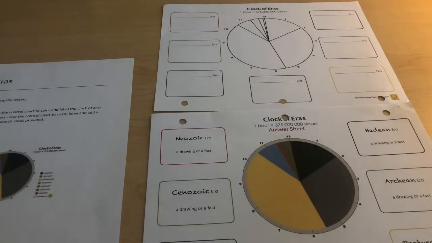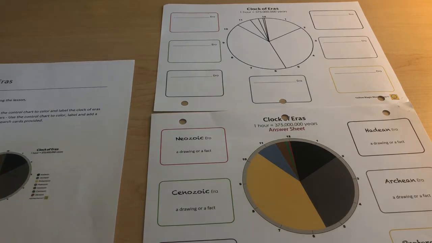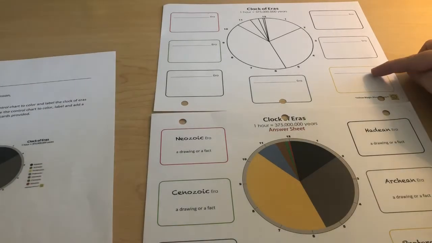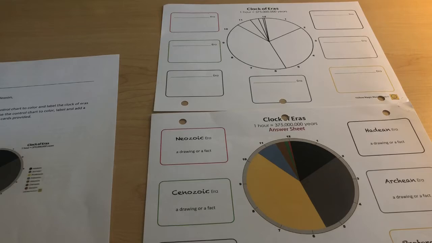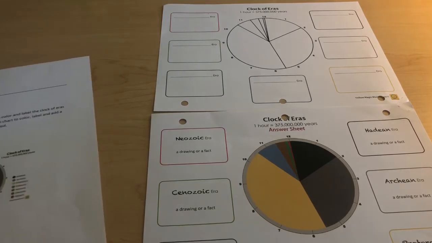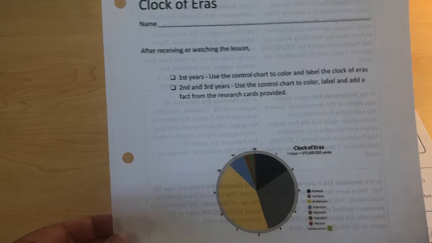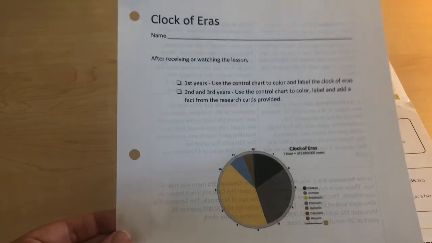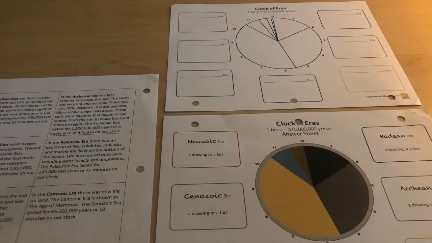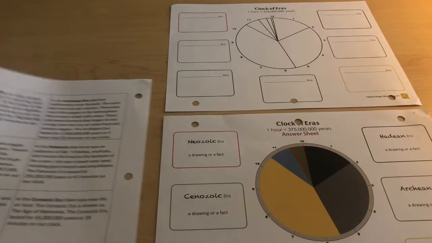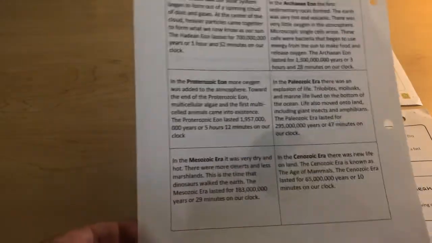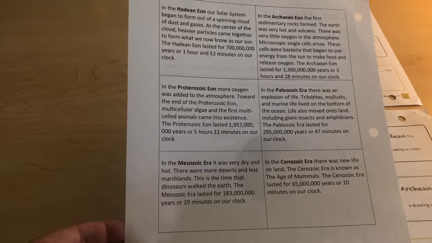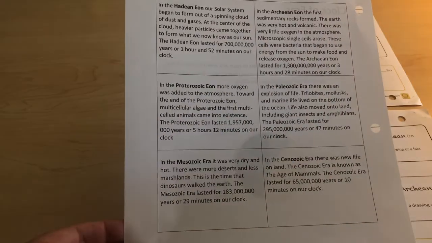Now, if you are a second or third year, you are going to do the same thing. You are going to fill out the different eras looking on the control chart, but you're also going to label and add a fact from the research cards provided. Your research cards are located in your packet as well. You have the Mesozoic era, the Cenozoic era, as well as all the other eras and eons.